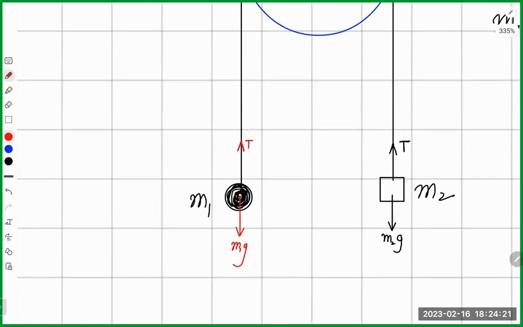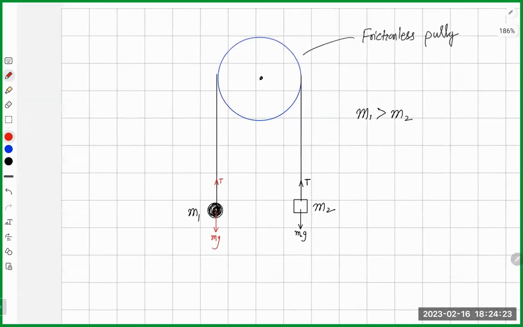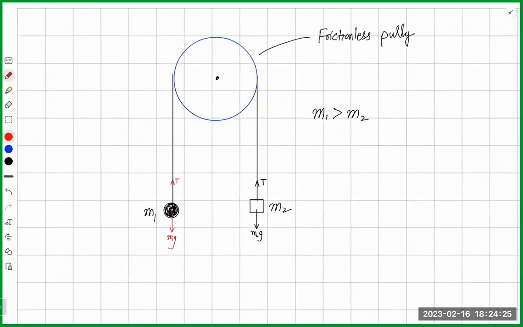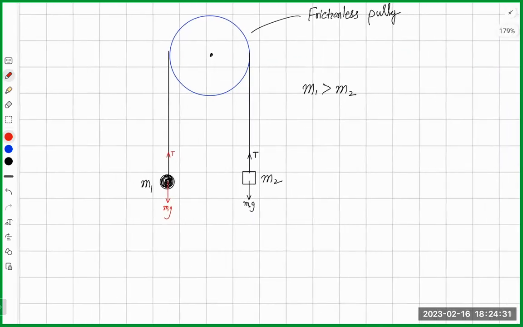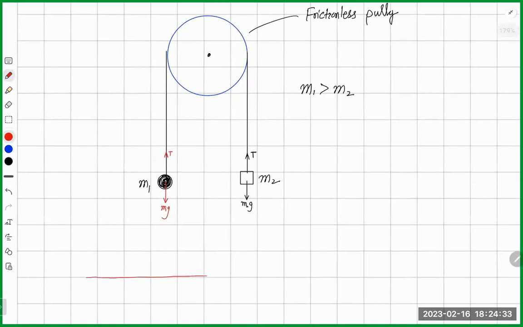Now, let me know, do you understand what will happen if I let go of the object? Which object should go in what direction? This is ground. So which object should come down? Which object should go up?